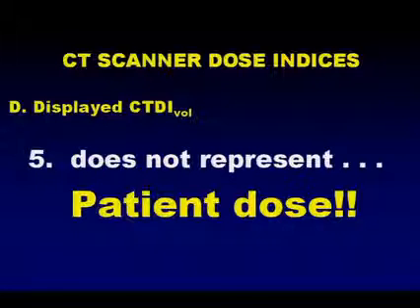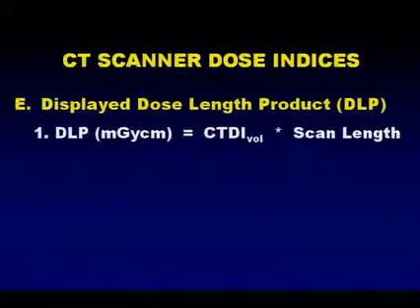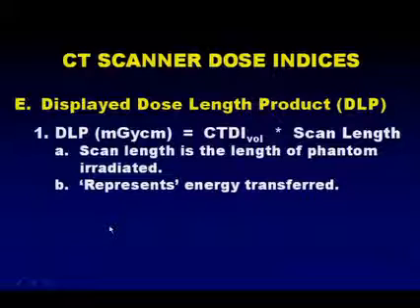It represents the ability of a CT scanner to produce ionizing radiation. Well, of course, we have another dose index that's provided by the CT scanner. It's DLP. It's simply defined as the product of CTDIvol and the scan length. The unit is milligray centimeter. We can estimate the scan length by multiplying the reconstructed slice width times the number of slices.